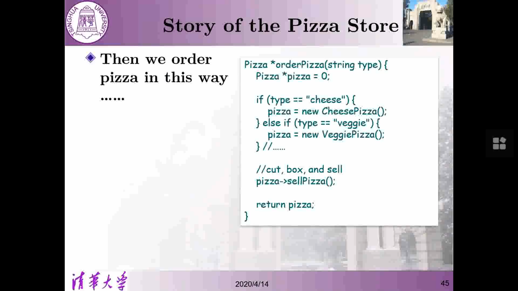Now we can order more types of pizza. We can add one parameter here. Based on the parameter, we know which pizza we want. If the type is cheese, we get a cheese pizza. If the type is veggie, then we get a veggie pizza. However, please note that the returned pizza pointer is a base class pointer. This means we are programming to an interface.